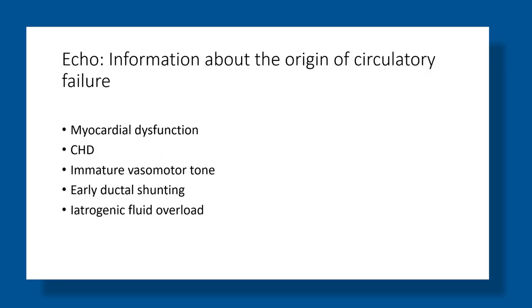Yeah. So if you have an echo, if you have that facility, it will be very handy, because you can get correct information regarding the exact cause. You can know whether there is a myocardial dysfunction, because you can see the contractility. Is there a congenital heart disease? Is there a PDA? You can get an idea about the vasomotor tone, and also an idea about the fluid overload. Next slide, please.